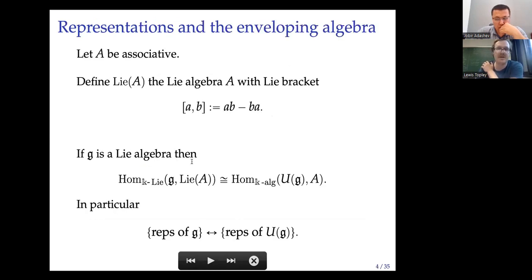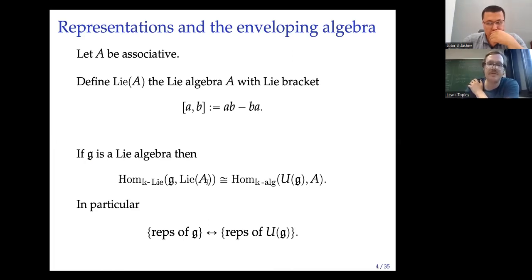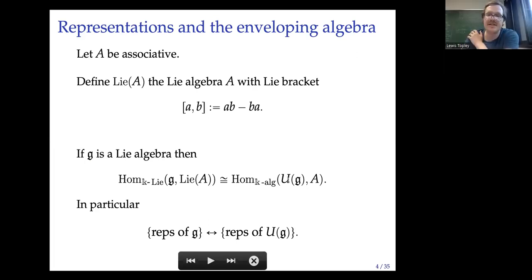Okay, so this gives you a clear explanation of how this adjunction works. But if we take the special case where A is the endomorphism algebra of a vector space, then we'll see that the representations of G are the same as the representations of UG. So if we want to study reps of G, then it suffices to study reps of this large associative algebra here.